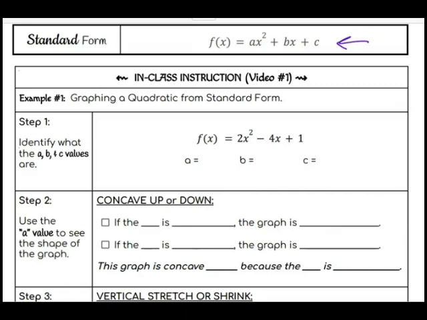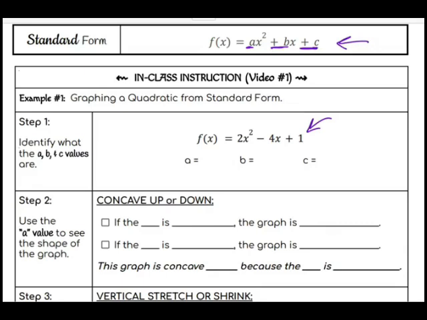When we're graphing, and this is going to be the example that we're using, the very first thing we want to do is identify what the a, b, and c values are, because we're going to use these for different aspects of the graph. So I take a look at my example here, and I remember our a is the coefficient of the x squared. The b is the coefficient of the x, and then the c is the constant number at the end.